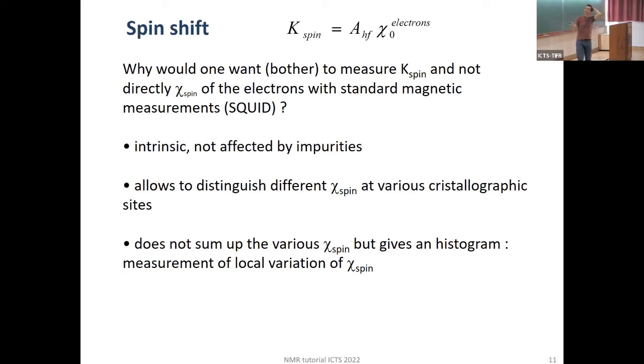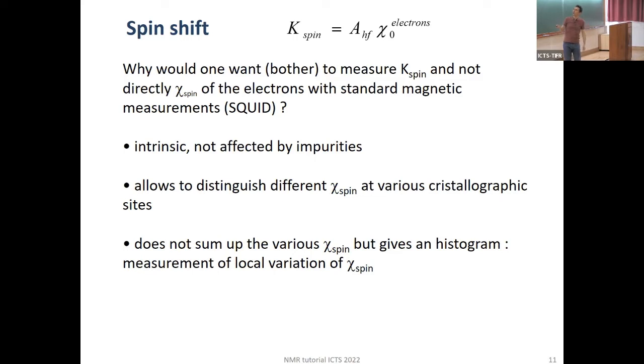First, this is local. I think you understand now what it means, your measurement. So in principle, you're not annoyed by impurities. Imagine your sample has some impurity, which happens more often than not. If you put that in a SQUID, you will measure also this impurity phase. In NMR, the signal is proportional to the nucleus that you have in your phase. So if your impurity phase is a small fraction of your sample, it will give a small fraction of your signal, and you don't care. So in principle, you can access more intrinsic physics, and that's really important.